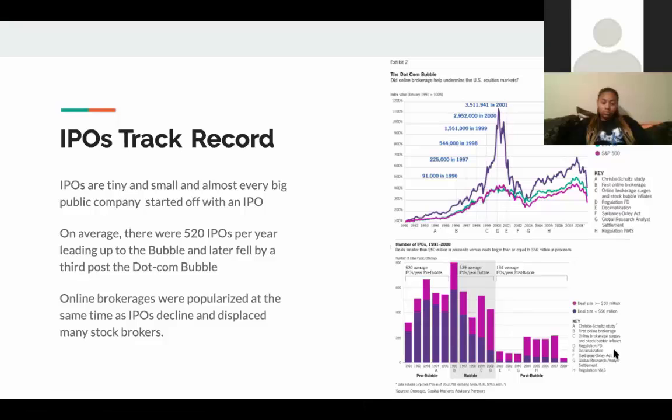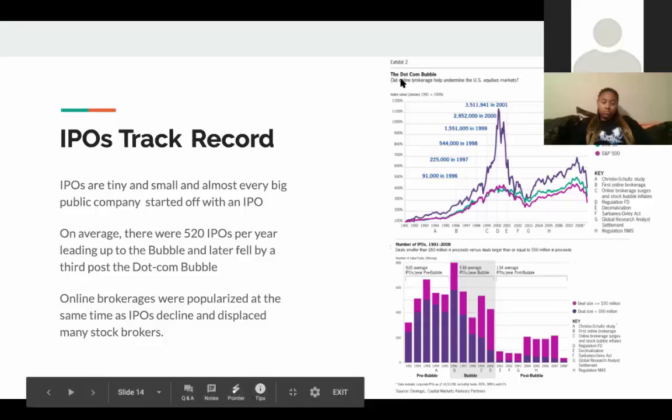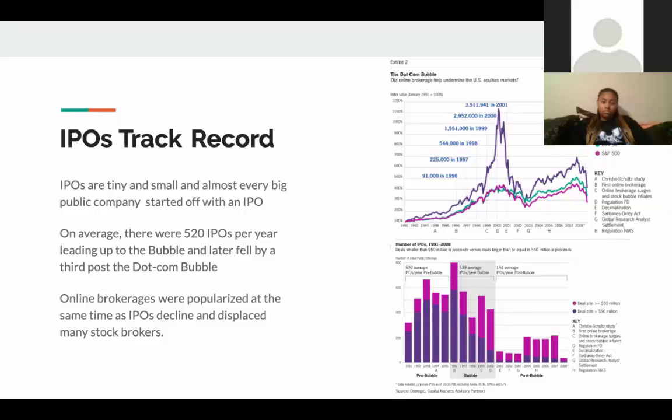And this chart right here is asking the question, did online brokers help undermine the US equities market? Because at the same time, while IPOs were on the decline, online brokers were popularized, and that could also lead to volatility, a lot of emotional trading, a lot more trading without struggle just at the home of your computer. Everything was just not on paper anymore. And so with everything going on in that time, it just wasn't a really good mix.